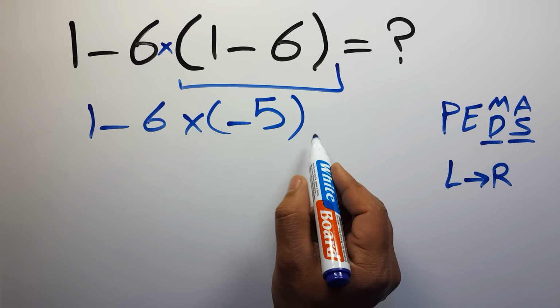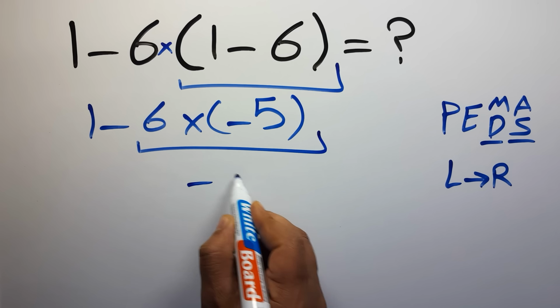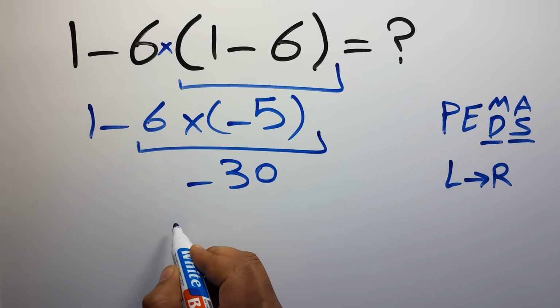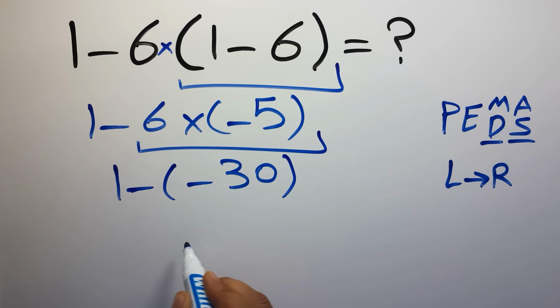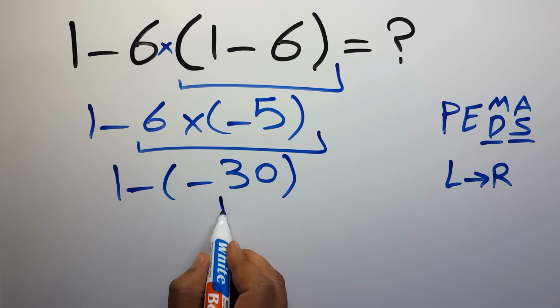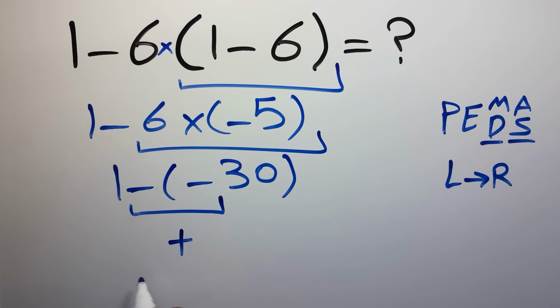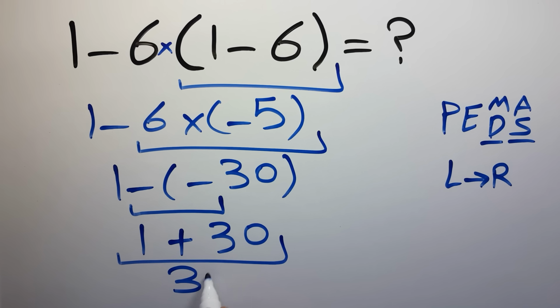6 times negative 5 gives us negative 30. So 1 minus negative 30. Negative times negative gives us positive. So 1 plus 30, which equals 31. And this is our final answer to this problem.